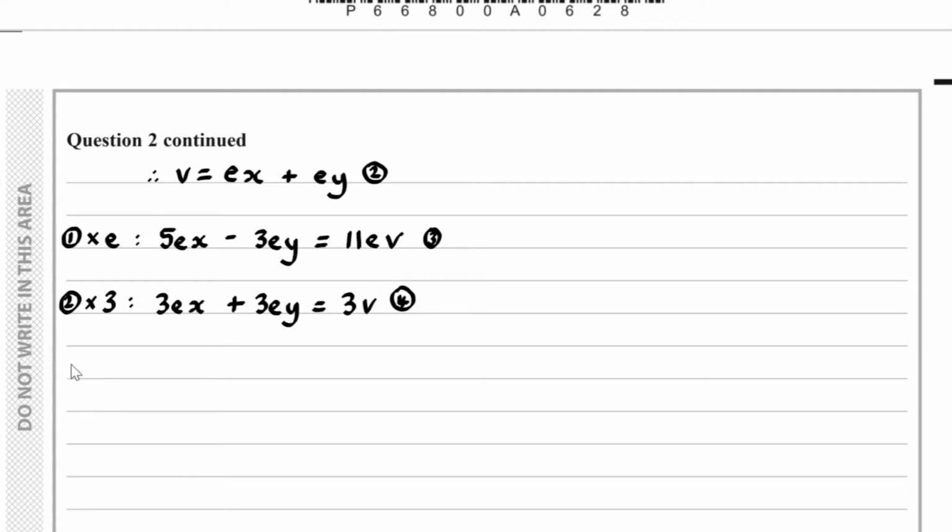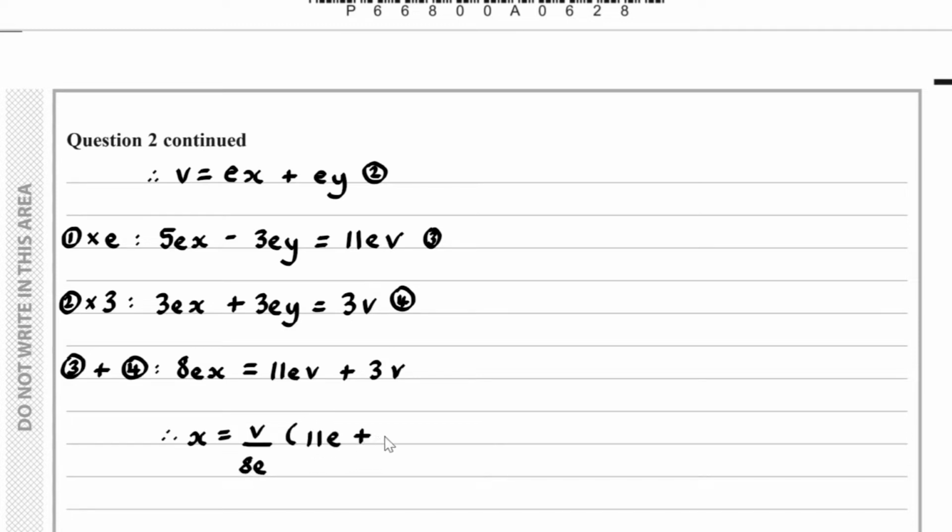And now let's add together equation 3 and equation 4. 5ex plus 3ex is 8ex. Minus 3ey plus 3ey, that's 0ey. And this is equal to 11ev plus 3v. If I solve for x, on the right-hand side, we can factorise out a v. And if I divide through by 8e, we can therefore conclude x is equal to v over 8e lots of 11e plus 3. So I will call this equation 5.